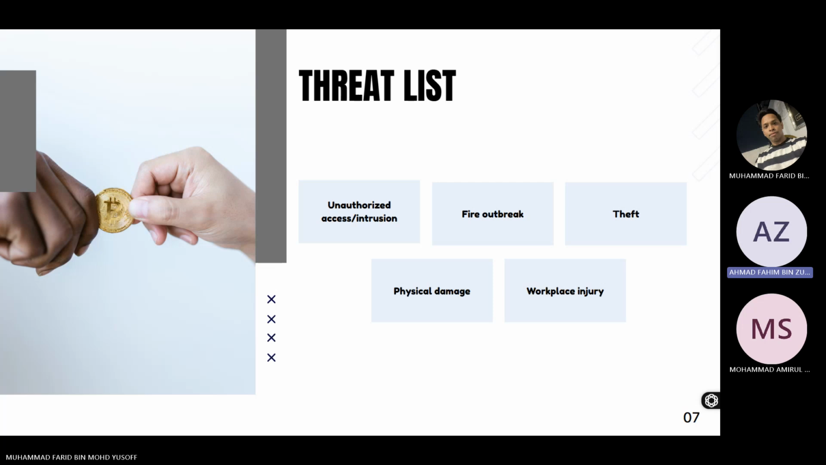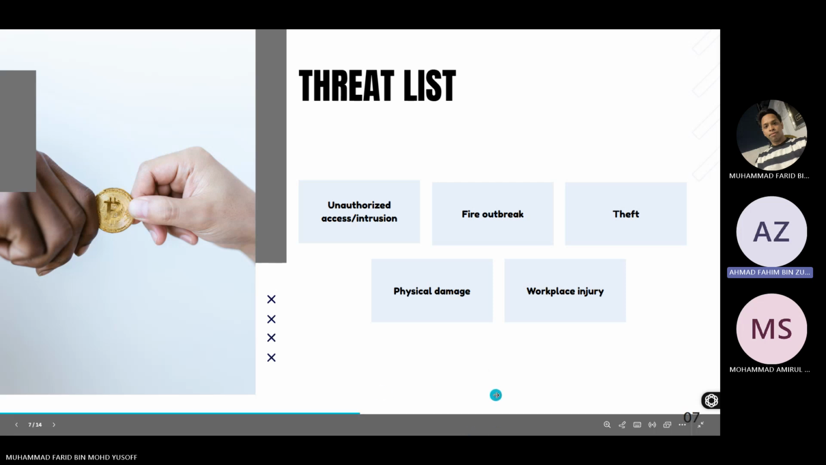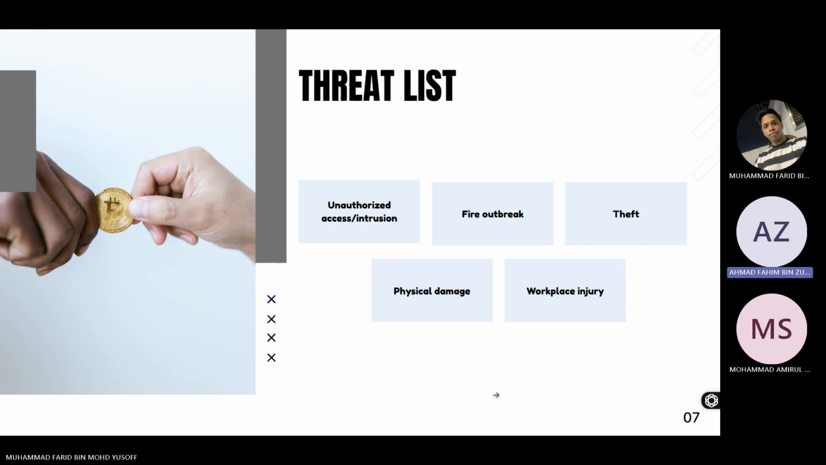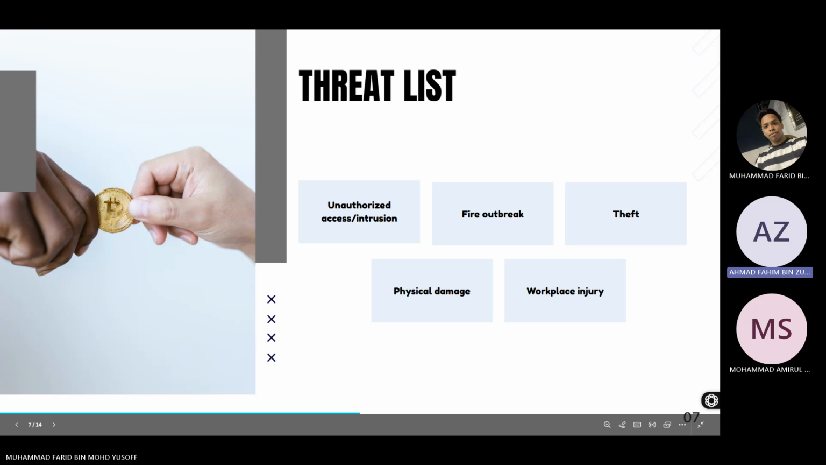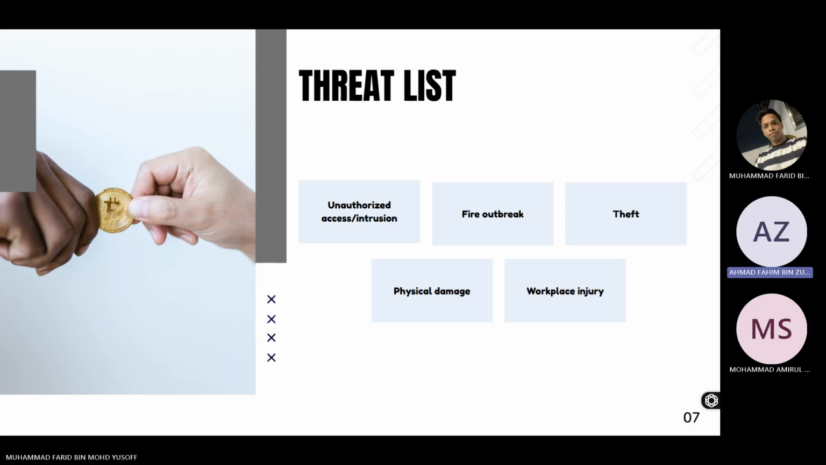All right. So we discovered that Nur Handy cabinet has various threats, and here are some of them. Firstly, there is a threat of unauthorized access, which is intrusion. Second, there is a potential fire outbreak at the company. There is also theft, a threat that items at Nur Handy will be stolen. There is also physical damage and a threat for the employee, which is workplace injury.